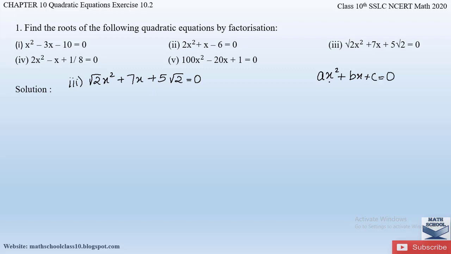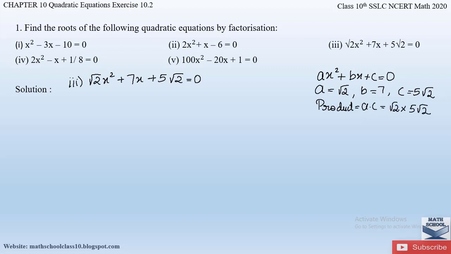Now, what is the coefficient of x square in the question, where a is equal to root 2, the coefficient of x, that is b, is equal to 7, and c is equal to 5 root 2. Now to split the middle term, we have to take the product and sum. So what is the product? Product is nothing but a into c, that is root 2 into 5 root 2.